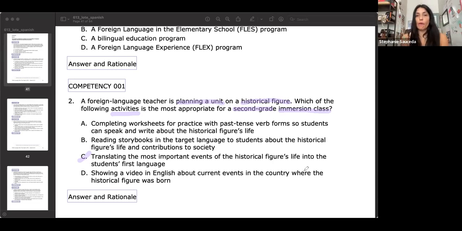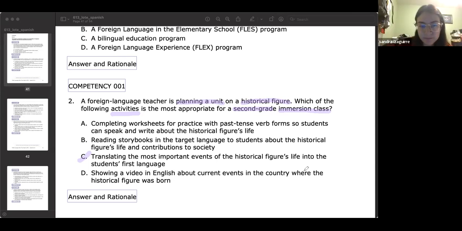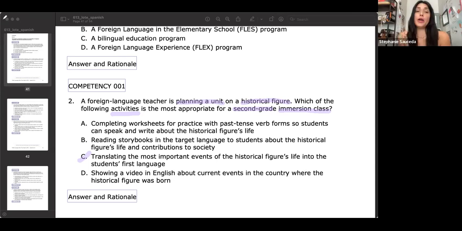Exactly. So it's not going to be fruitful. You're not doing your job. You put it in their home language, and now we're not measuring a second language. So what else can we get rid of?